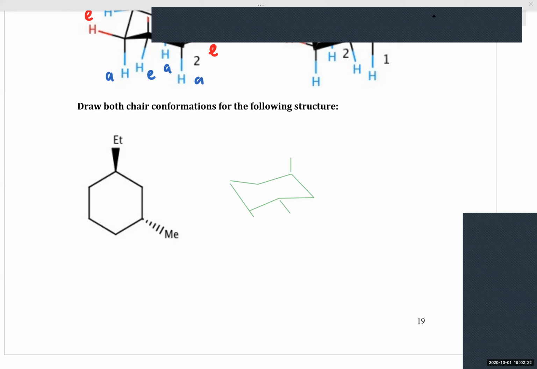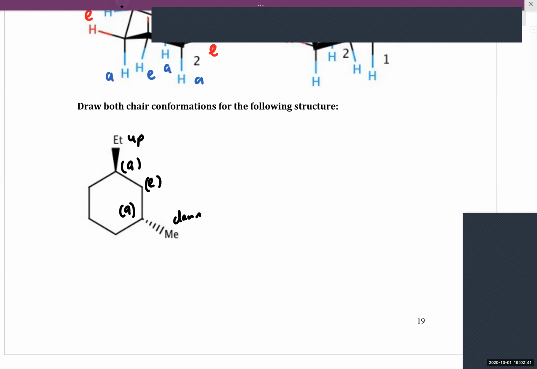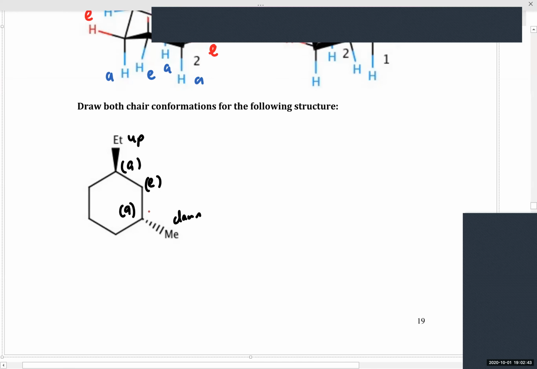Okay, so let's clear this and let's discuss just to highlight this idea for the ring flip. So first and foremost, using our shortcut, we know this ethyl group will be pointing up, this methyl group will be pointing down. I can use my shortcut numbering of axial, equatorial, axial. Because the substituent has a dash rather than a wedge, I use the opposite label.